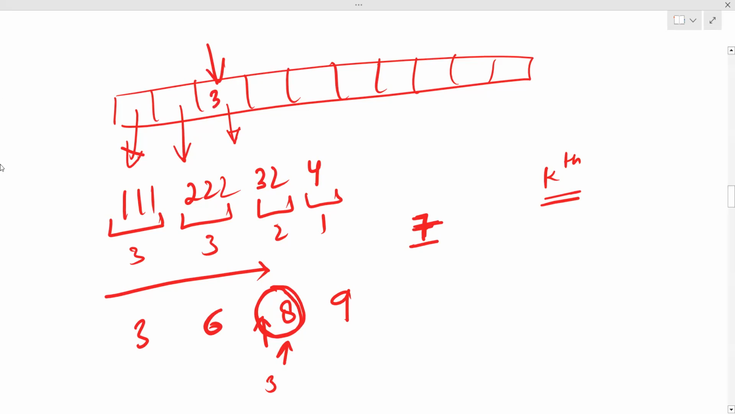Is this making sense? Yes, no, anything?